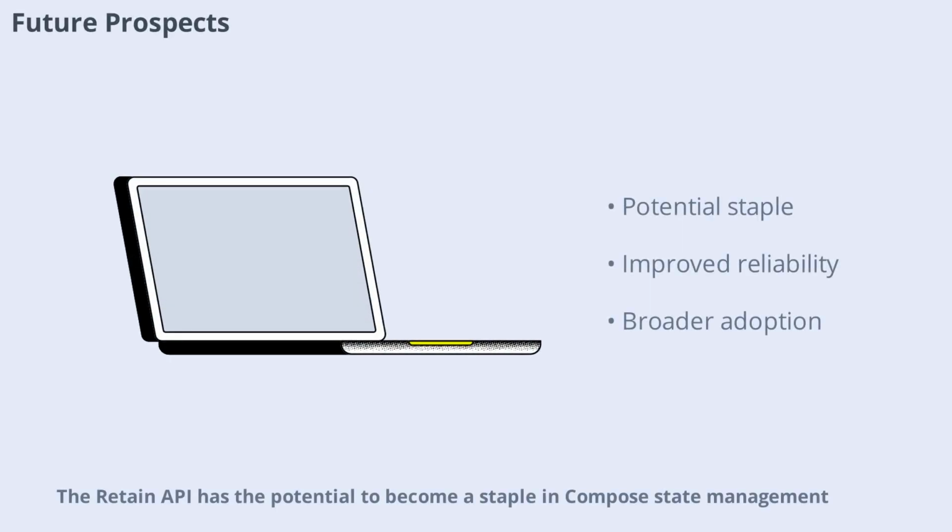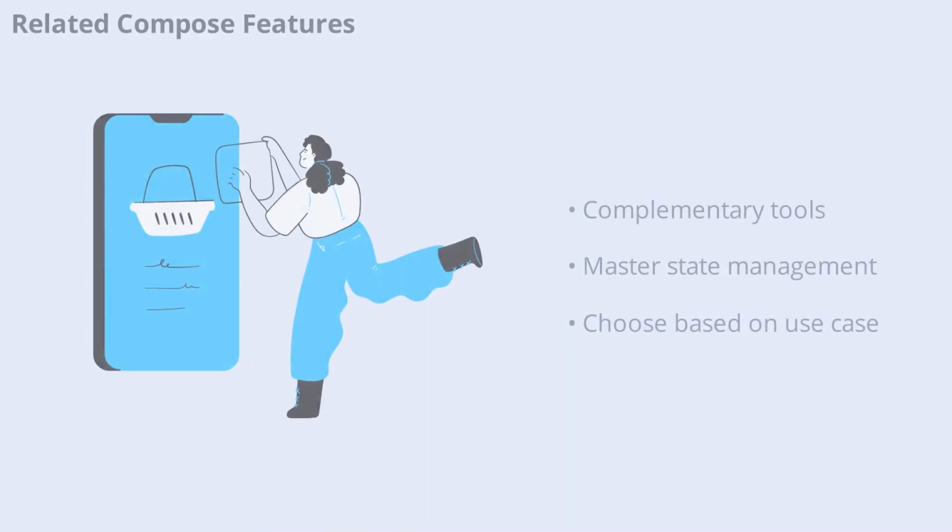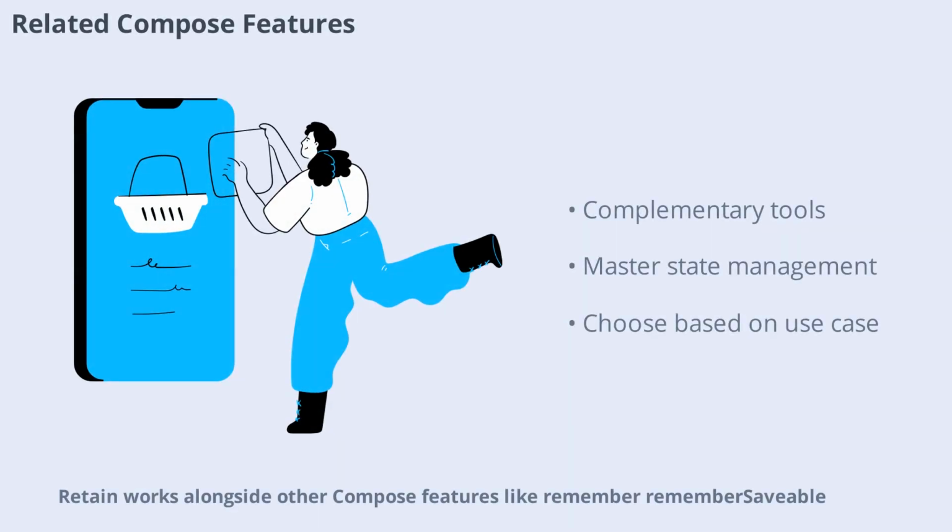The Retain API has the potential to become a staple in Compose state management. As it matures and becomes stable, developers can expect more features, improved reliability, and broader adoption. Keeping an eye on its progress will help you stay ahead in Android UI development. Retain works alongside other Compose features like rememberSaveable and ViewModel. Understanding how these tools interact and complement each other is key to mastering state management in Compose. Each has its strengths, and choosing the right one depends on your specific use case.